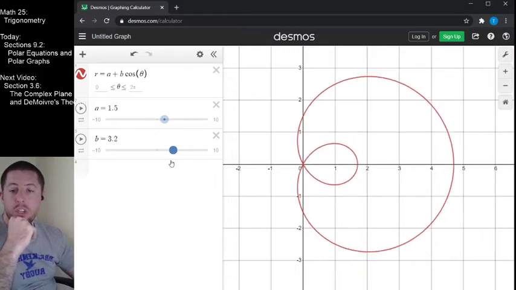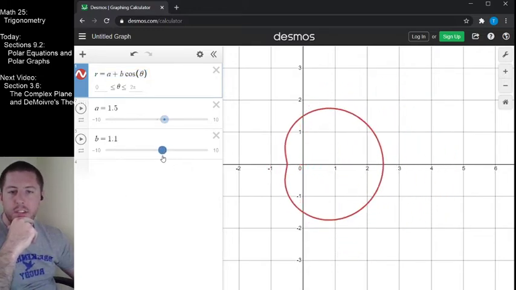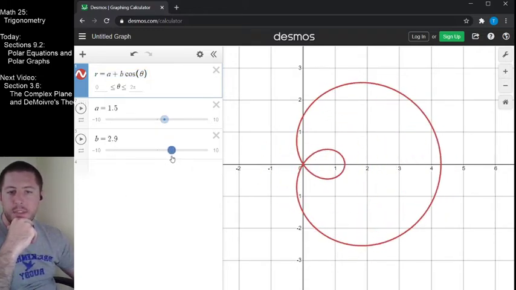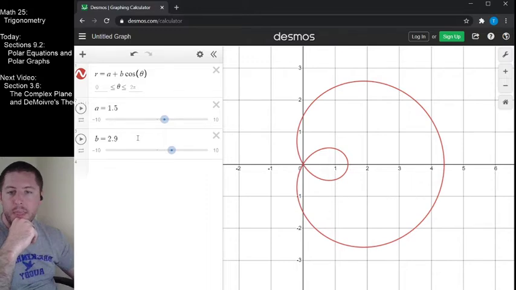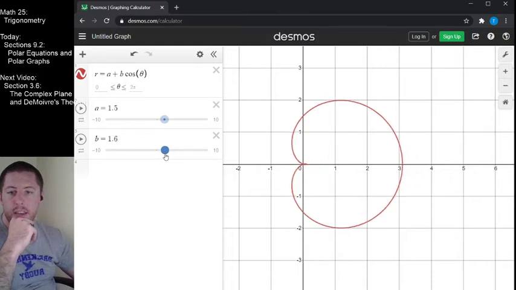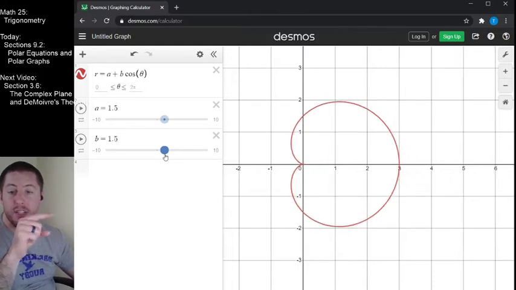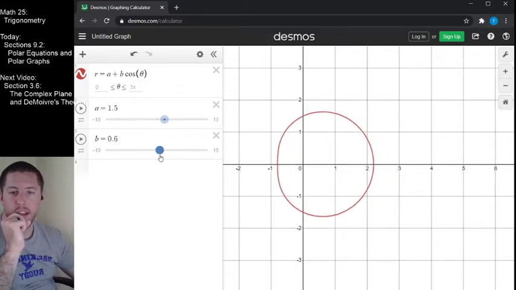Now, my question to you would be, under what conditions does this equation have an inner loop? What needs to happen for this to have an inner loop? Well, it seems to me like the B value needs to be more extreme than the A value. Notice that when B is bigger than A, we have a loop. When B is equal to A, we're touching, there's the perfect cardioid, and when B is less than A, we just get the rounded edge version of it.